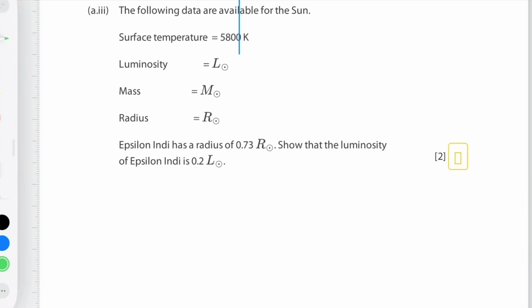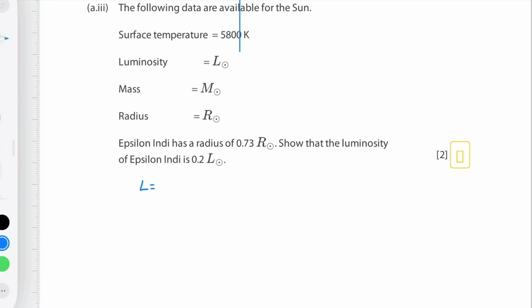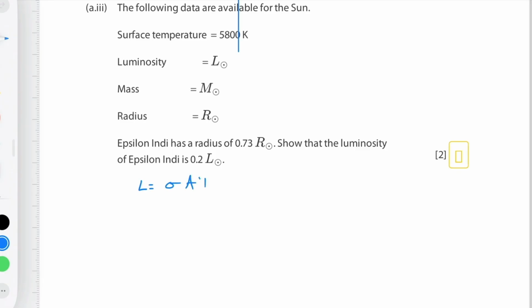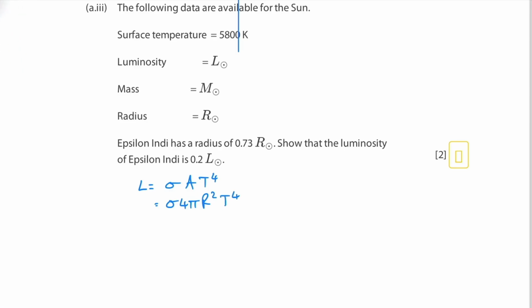A2, the following data are available for the Sun. We've got the surface temperature is 5,800 Kelvin. Luminosity, mass, radius are all labelled as R dot, M dot, L dot, and so on. Epsilon Indi has a radius of 0.73 R dot. Show that the luminosity of Epsilon Indi is 0.2 L dot. So L equals sigma A T to the fourth. We know that the radius of Epsilon Indi is 0.73 R dot.